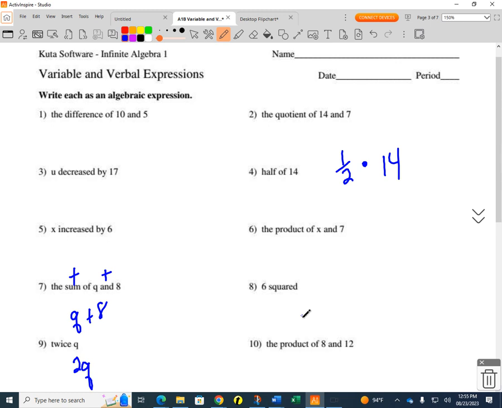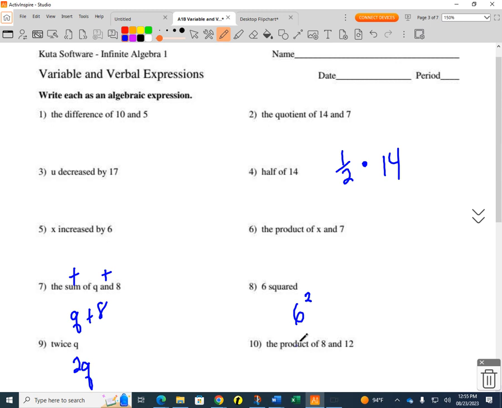6 squared. So look at your notes. Can anybody help us do 6 squared? Aiden? A 6 and a 2 on top. Yes. So Aiden said a 6 and a 2 on top. We call that an exponent. Exponent of 2. 6 raised to the second power, 6 with an exponent of 2. That's what it looks like.